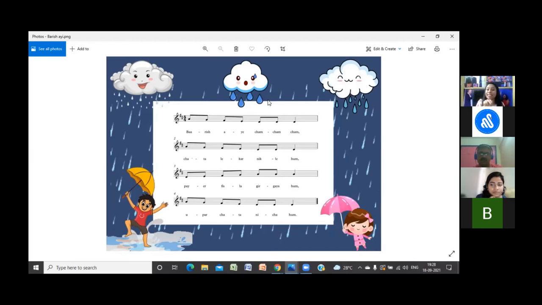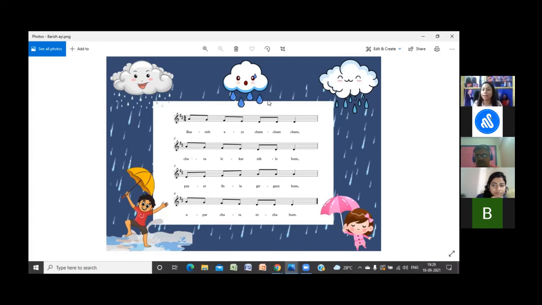Upar chhata niche hum. That means the rain has come. It sounds like chum chum chum. And we are catching our umbrella and we go out in the rain. And then we just slip and the chhata is in the sky and we are on the ground. That's the song. See, the first two lines, they are coming from up to down. And the third one is down to up. And the fourth one again, same. Means AABA form. AABA form.